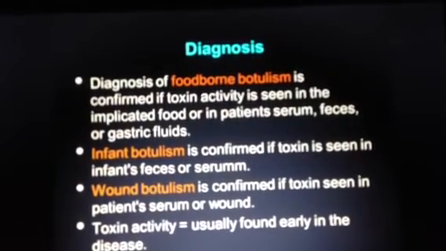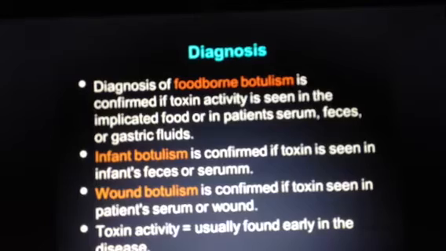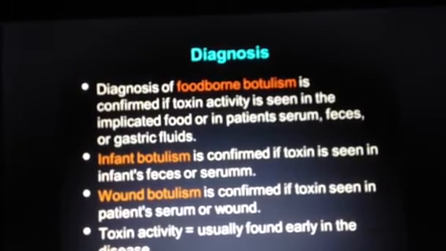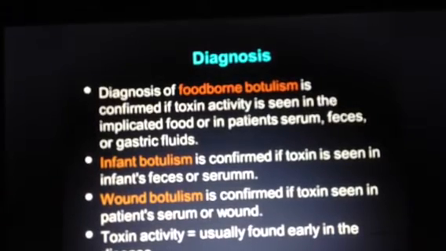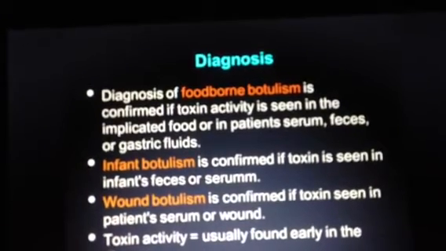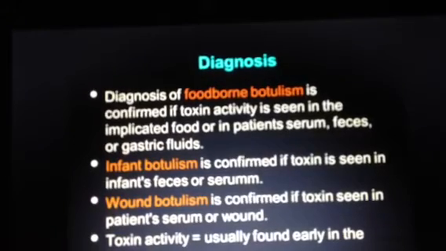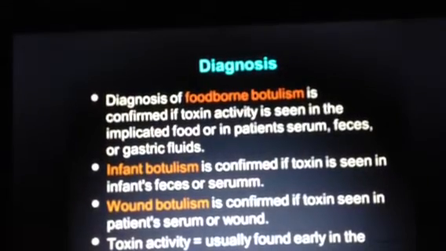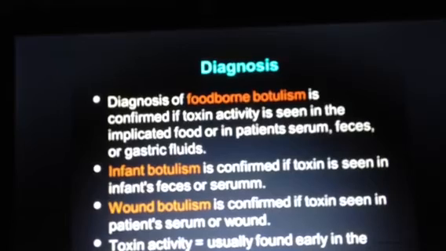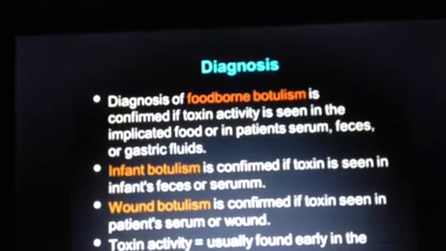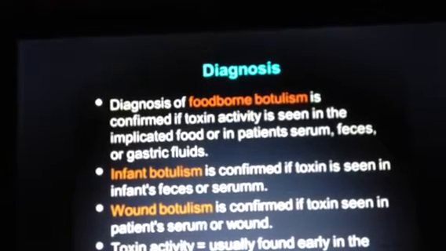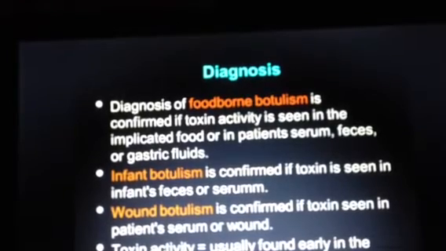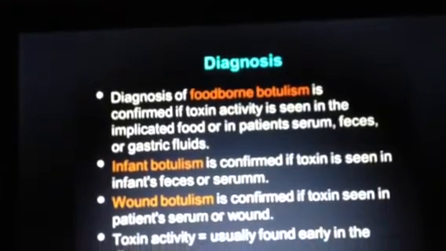Diagnosis of foodborne botulism is confirmed if toxin activity is seen in the implicated food or in patient's serum, feces, or gastric fluids. Infant botulism is confirmed if the toxin is seen in infant's feces or serum. Wound botulism is confirmed if the toxin is seen in the patient's serum or wound. Toxin activity can usually be detected early in the disease.